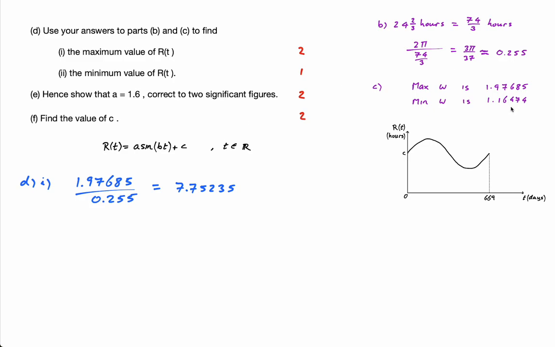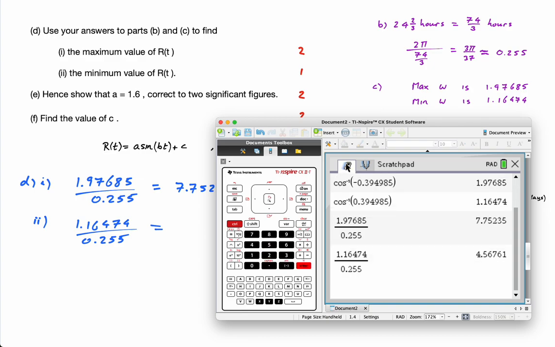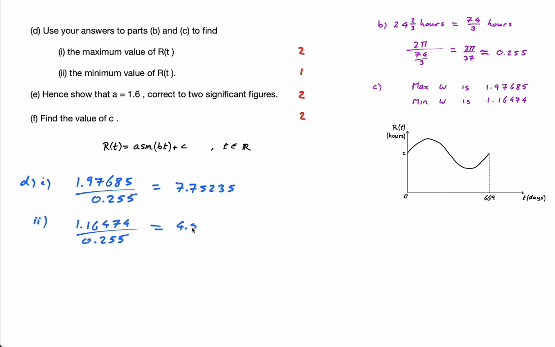The minimum then will just be the other one. The second one is the minimum. It's just going to be 1.16474 divided by 0.255, and that is 4.56761. So that's the max, and that's the min.